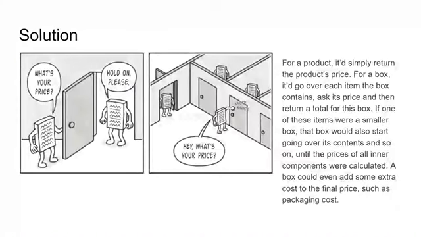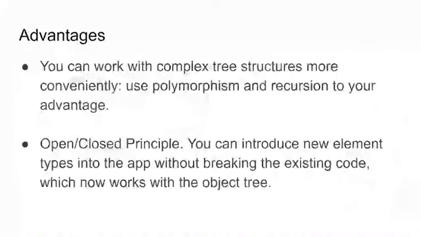Solution: for a product, it simply returns the product's price. For a box, it goes over each item the box contains, asks its price, and then returns a total for this box. If one of these items were a small box, that box will also start going over its contents, and so on, until the prices of all inner components were calculated. A box could even add some extra cost to the final price, such as packaging cost.